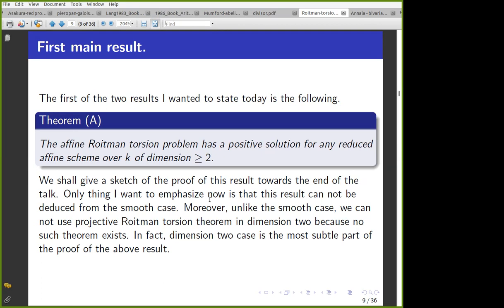The only thing I would like to say here is that this result cannot be deduced from the smooth case. Moreover, unlike the smooth case, we cannot use the projective Roitman torsion theorem even in dimension 2, because no such theorem exists for a singular projective variety in positive characteristic. In characteristic 0, you do have it, but not in positive characteristic. So you can't use that. In fact, the dimension 2 case of this Theorem A is the most subtle part of the proof.